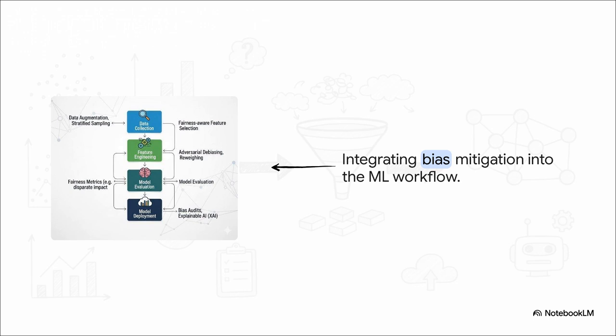That is exactly why we have to actively engineer fairness into the system. Bias mitigation isn't just a one-time checklist you tick off. It requires constant effort. Things like data augmentation during collection, reweighing data during feature engineering, and running rigorous bias audits throughout evaluation and deployment. Fairness has to be a continuous engineering effort.